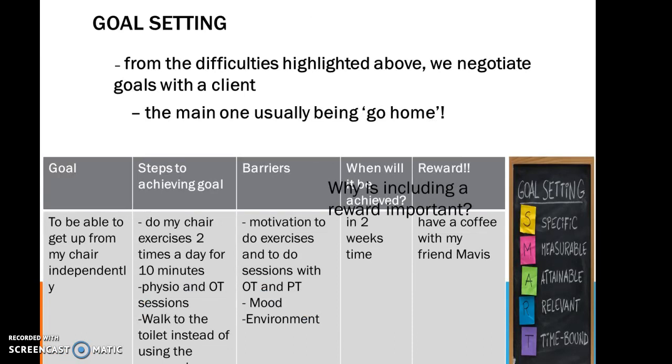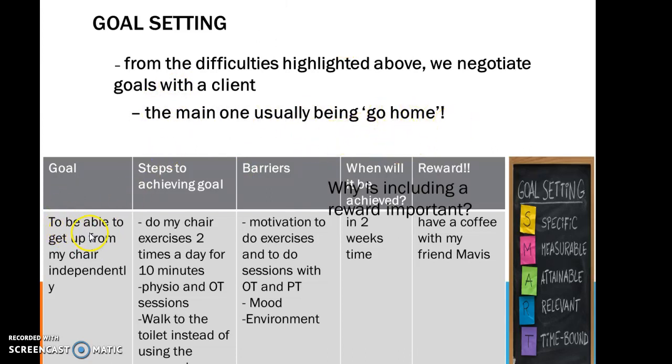Is this when you get into the goal setting? So from the difficulties highlighted, you negotiate goals with the clients. So usually the main one for people, particularly in hospital, would be going home. So say, for instance, you've met your client and their goal is that they want to get home.